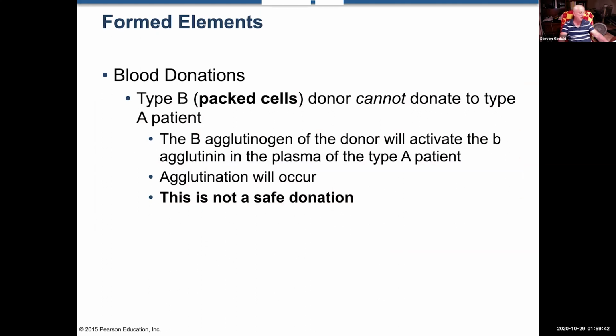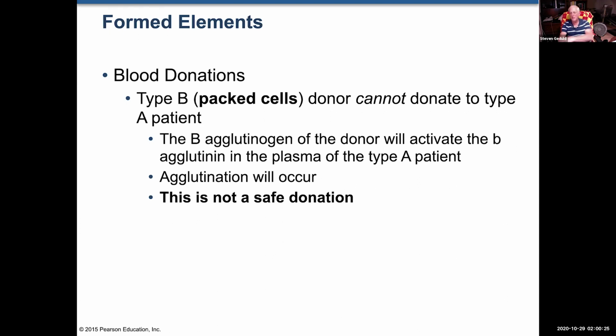Okay, so different blood donations. Here are some examples. If you have a type B patient or a type A patient, you have packed cells. Now remember, packed cells mean what? Packed cells means you're not delivering the plasma, and in the plasma are the antibodies. A type B patient has surface antigen B on their red blood cell and antibody A in their plasma. You don't have plasma in packed cells. So a type B packed cell donor cannot donate to your type A patient.